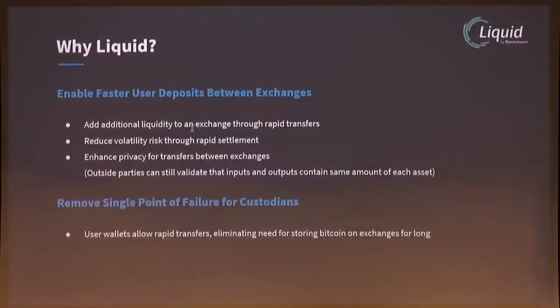So why do we do this? To have additional liquidity, this reduces volatility risk. So for an arbiter that is moving from one exchange to the other to take advantage of a difference in price between two exchanges, there's a risk that the prices change again while he's waiting. So if he has to wait less, that's better for him. And since we have confidential transactions, these transfers between exchanges can be more private.